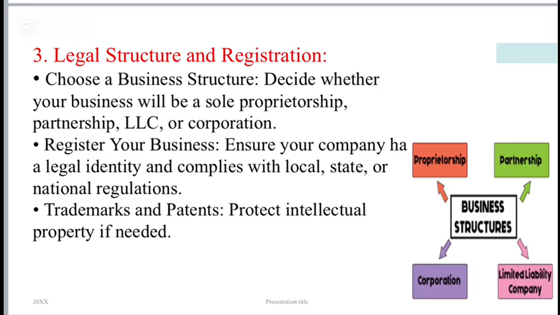The second point will be to register your business. Ensure your company has a legal identity and complies with local, state, or national regulations. Trademarks and patents protect intellectual property if needed. Yep.